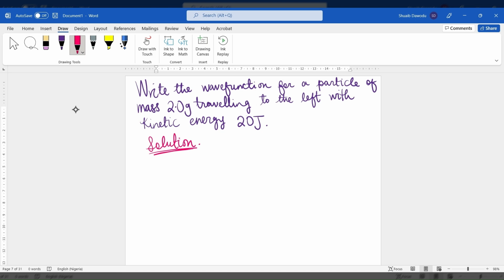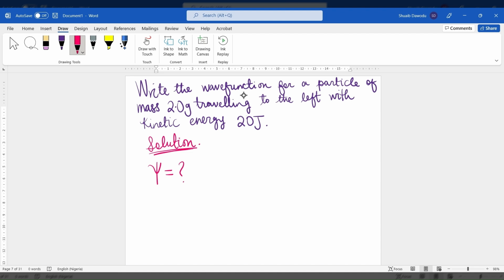Today we're going to be working on the question on the screen that says, write the wave function for a particle of mass 2.0 grams traveling to the left with kinetic energy 20 joules. So the first thing you have to do is to read the question and write out the parameters. We're told to write the wave function of a particle. We don't know what the wave function is, and that is what we're told to solve for.